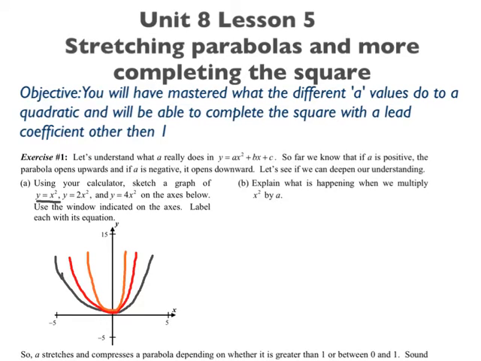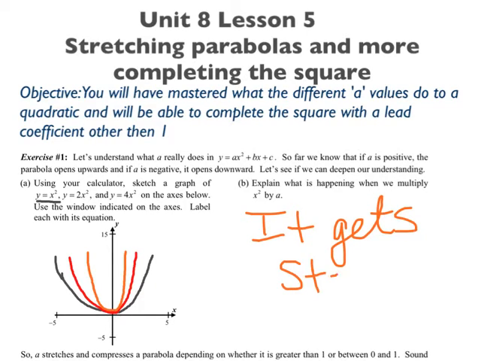Explain what is happening when you multiply x squared by a. Well, the bigger your a, the steeper you get or the narrower you get. So let's write that in. It gets steeper. The same thing happens when it gets to be negative. The negative just flips it upside down, okay, and it gets steeper as well.